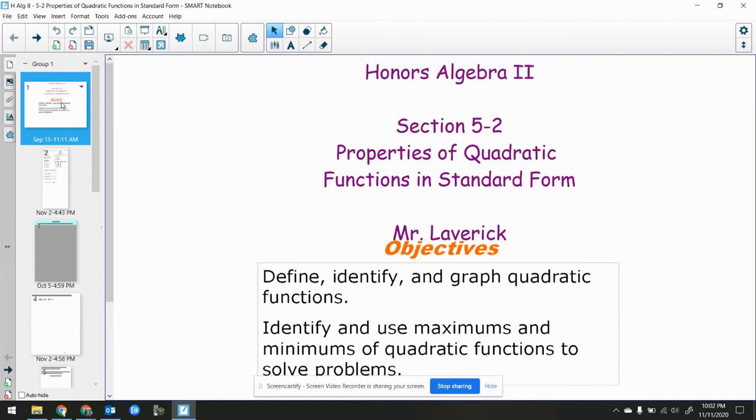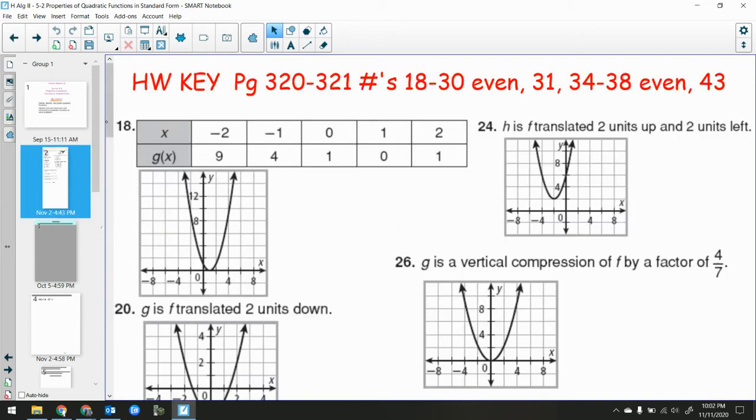Let's just get right into it and jump into section 5.2. If you wouldn't mind getting out your homework, make sure you submit it if you have not already done so. Let's go through the homework, shall we? Okay, so I've got the key, so just pause where you need to.